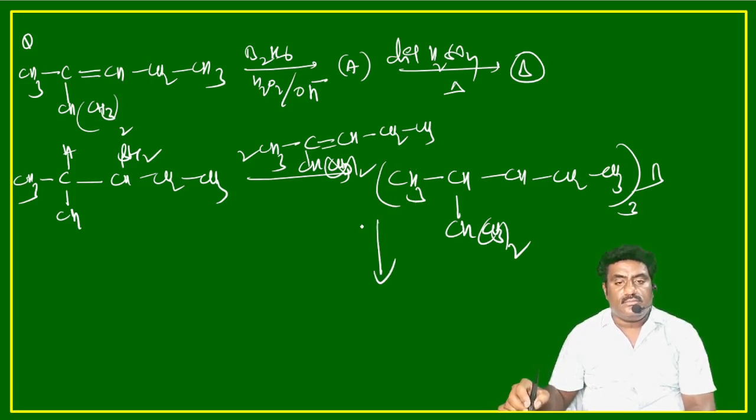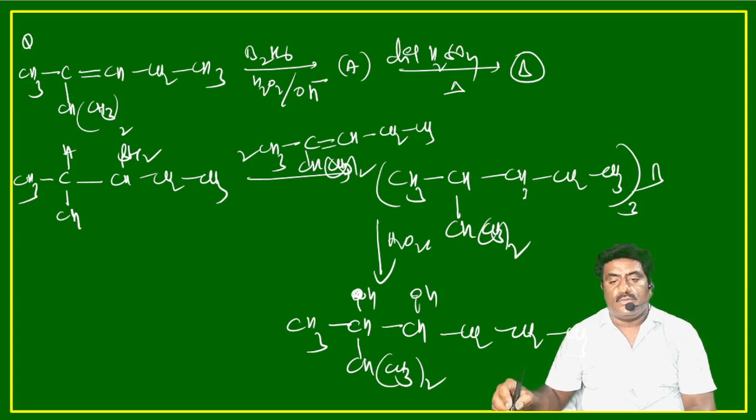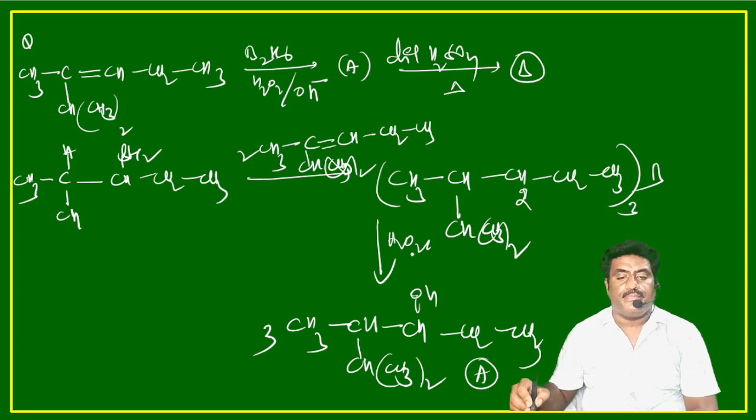Again it is treated with H2O2. It forms CH3 CH(OH) CH2 CH2 CH3 and CH(CH3)2, six carbons. It gives the alcohol. It is a product.